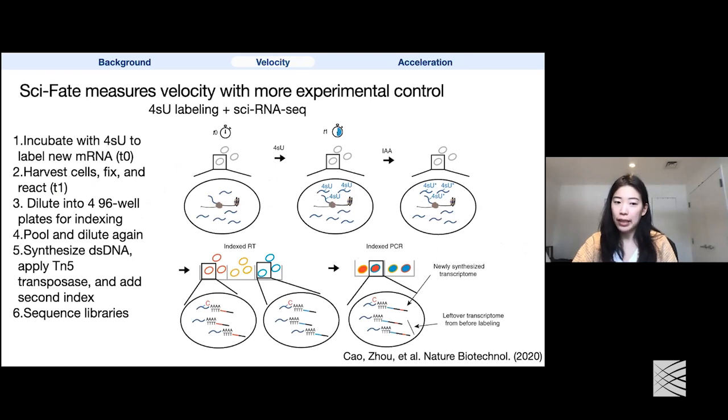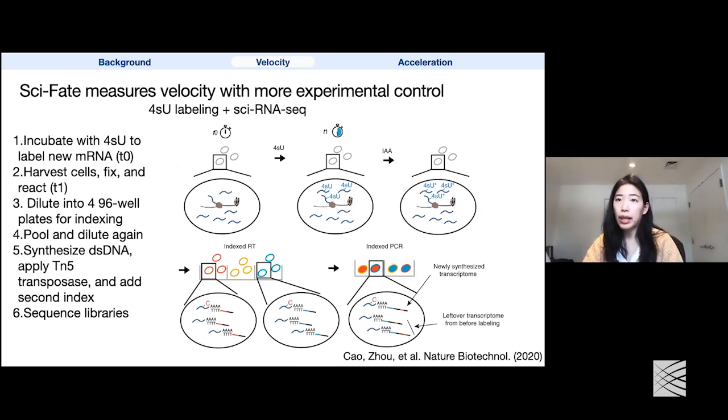So since their development, there have been many methods that have used 4SU labeling to look at RNA dynamics in single cells. And the most scalable method is sci-fate, a method developed by Junyue Cao and several others in the labs of Cole Trapnell and Jay Shendure. It combines this idea of using 4SU labeling with single cell combinatorial indexing RNA sequencing, to give insight into the dynamics in short time windows of 1 to several hours.